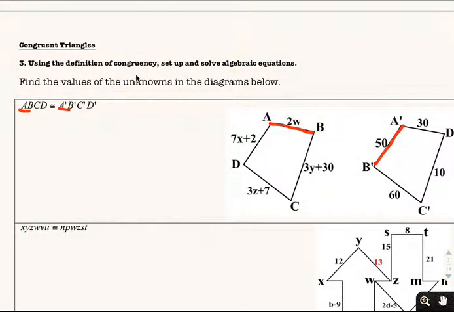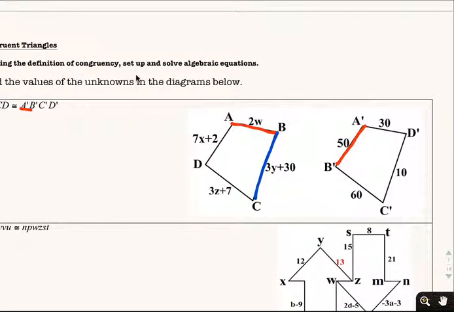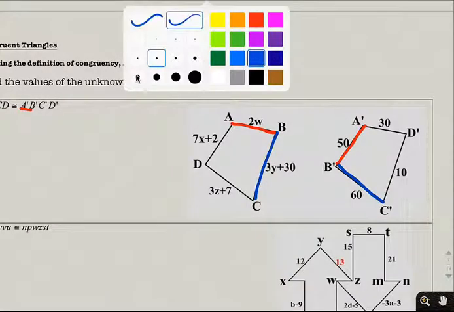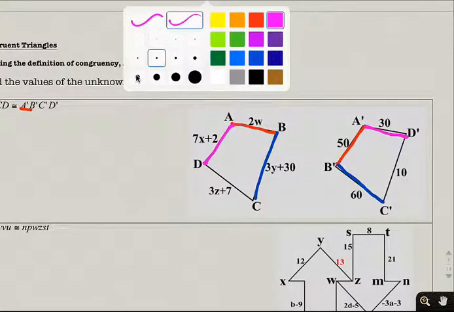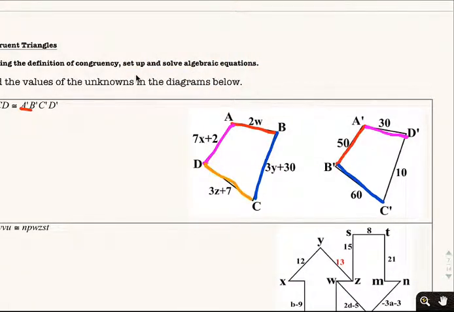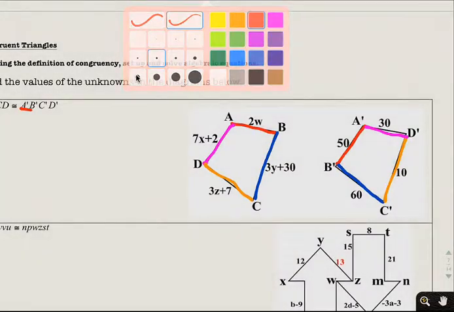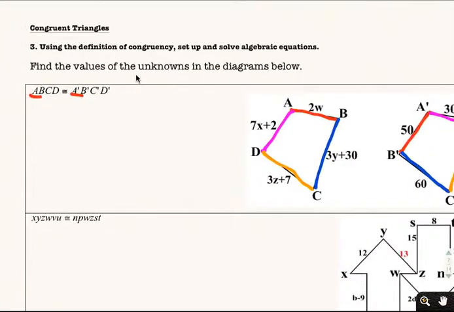In the same way, I have BC, which I'm going to code in blue, is congruent to B prime C prime. AD is going to be congruent to A prime D prime in orange, and DC is going to be congruent to D prime C prime. So now that I know these pieces, I can go back and set up and solve some equations. We're going to find that actually isn't too tough.